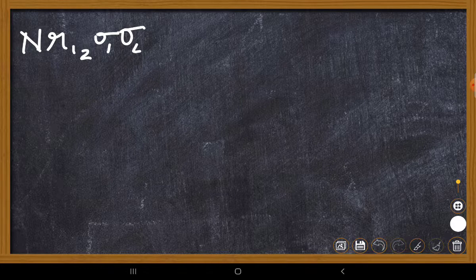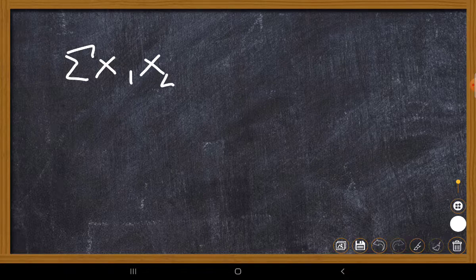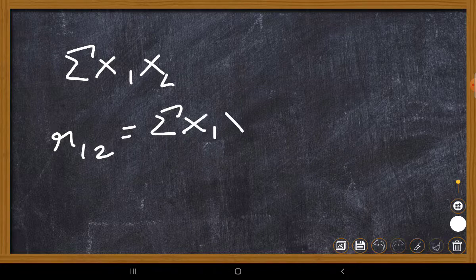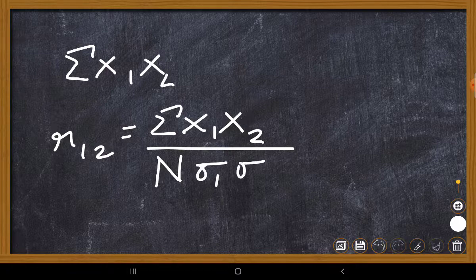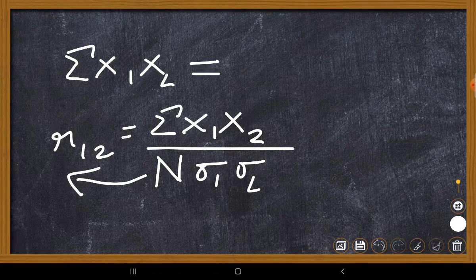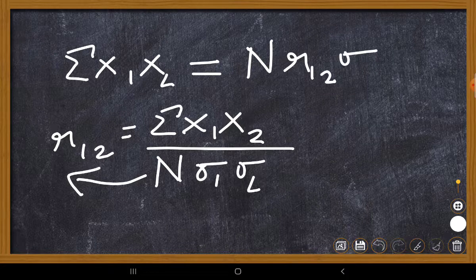How did I get this? Okay, the first term in that first normal equation was x1 x2, and we know that r12 is equal to summation x1 x2 divided by n into sigma 1 sigma 2. So what we are doing is we are just taking this to the left hand side, okay? Therefore we will get this to be n r12 sigma 1 sigma 2, okay?